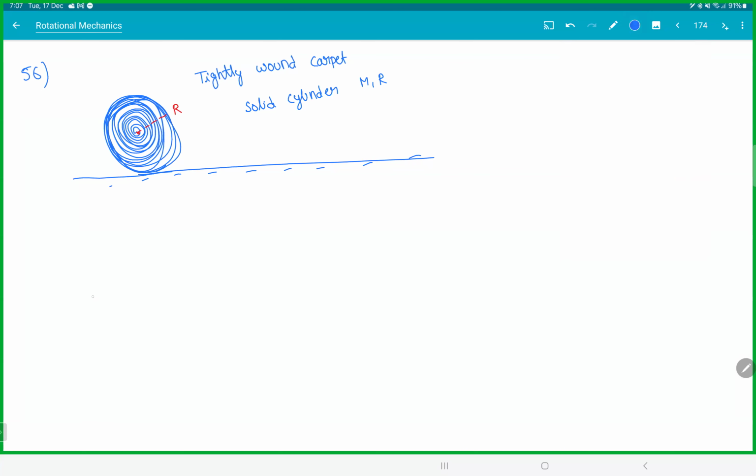Now someone gently pushed it, and then you know what happens. So this carpet rolls down like that. It becomes radius R by 2. So this carpet starts rolling on the floor without slipping. Able to visualize how it is?